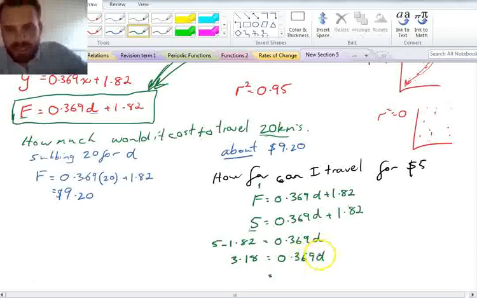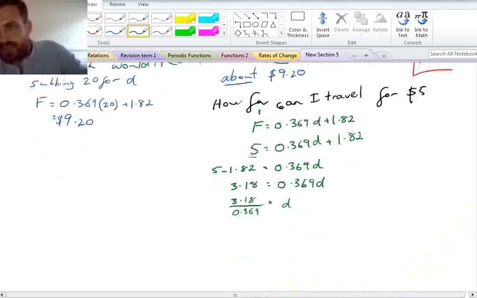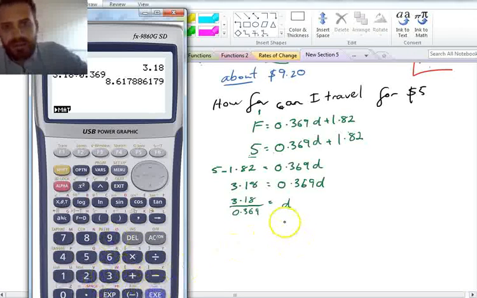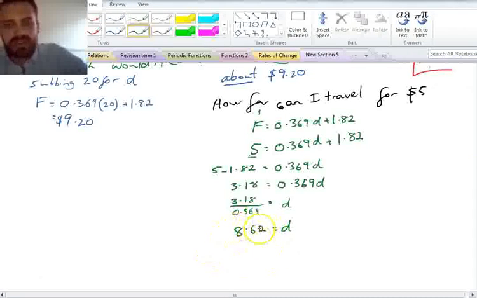And then finally, this last bit, we need to get D by itself, but this 0.369 is here. So every single time you do this kind of question, it'll be 3.18, or whatever that number is, divided by whatever this number is, 0.369. Now, when we're done here, we should have an answer. So we do 3.18 divided by 0.369. Okay, and we get an answer of D equals 8.62. Now again, that's only approximate.